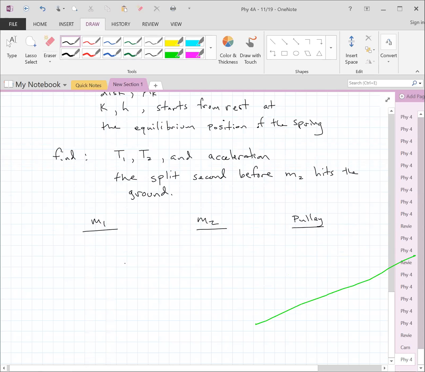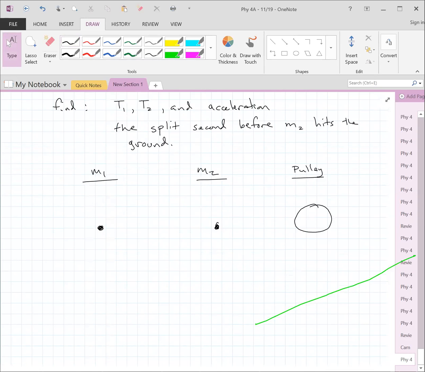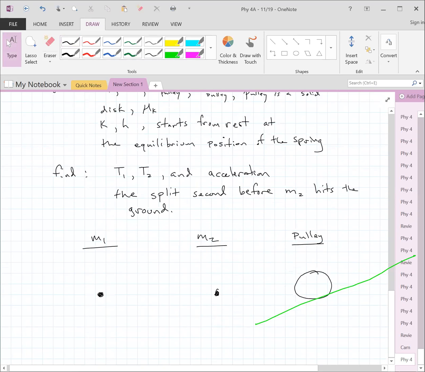M1 and M2 are not rotating. I'm just going to draw them as point objects. You could draw a box there if you want to. The pulley, I need to figure out torques. It's something that's rotating, so I have to draw the actual shape of the object and where the forces are being applied to it. This is a real free body diagram, not the one with just a point object like we've been doing so far.